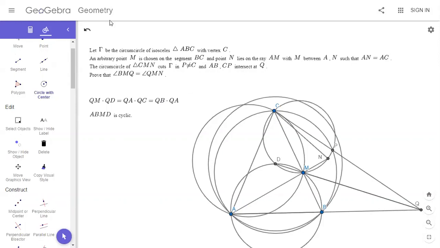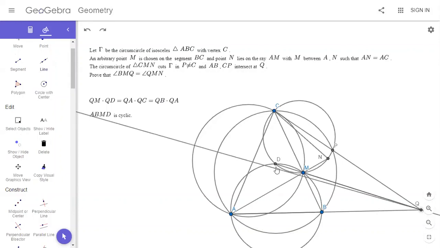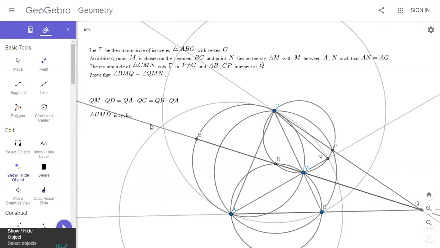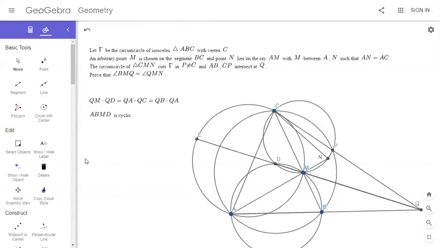Is that obvious? Is D the circumcenter of ABC? I don't think so. No, but we just want to show DAB is isosceles. Let's see. QD intersect CMA. Sure, I can do that. All right, so we want to show that DBA is isosceles.